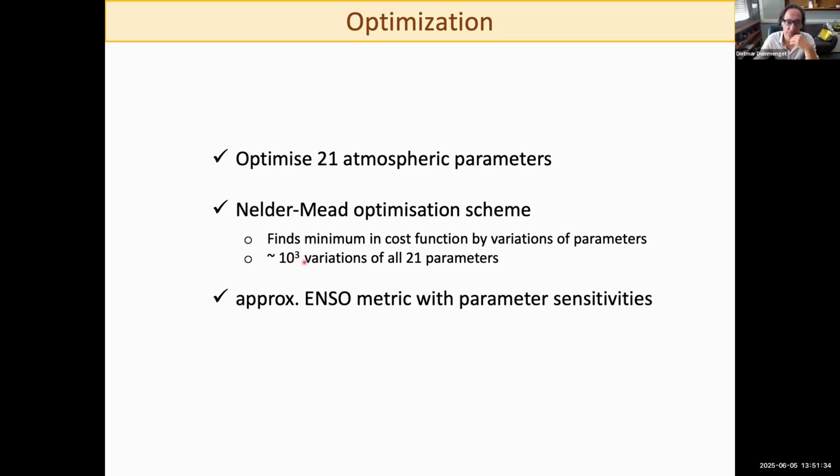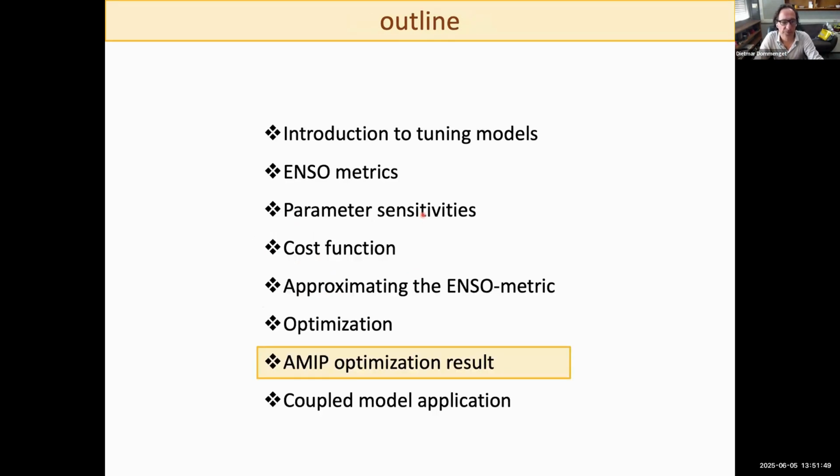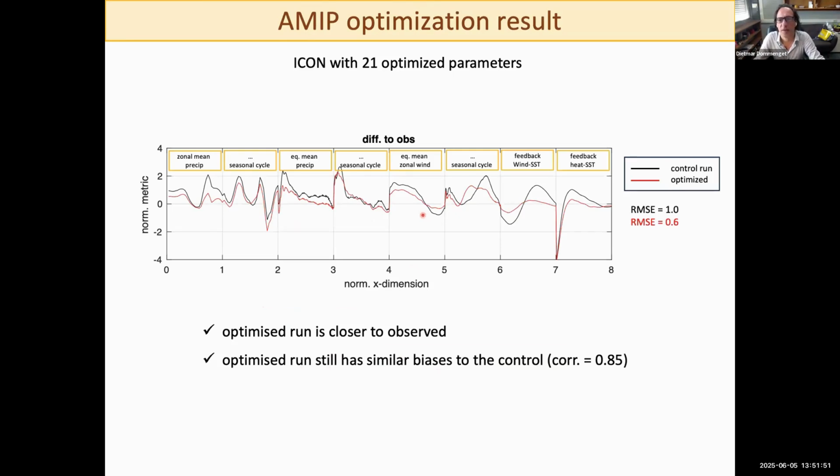This is why I've done these approximations. This is why we're doing this with an approximation of the ENSO matrix without running the model. But in principle, in an optimization scheme, you would need to run the model. But we have done the cheap version, and we just wanted to test how far we can get with this cheap approach. So here's the outcome.